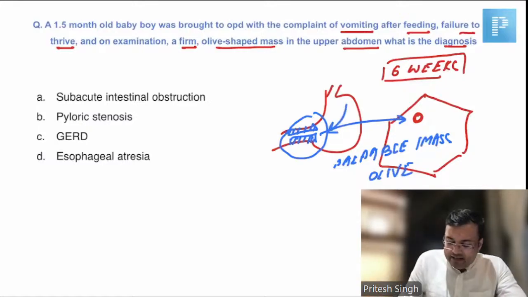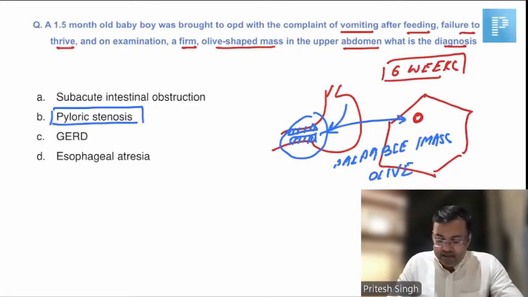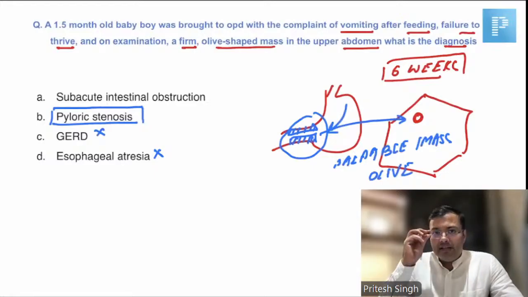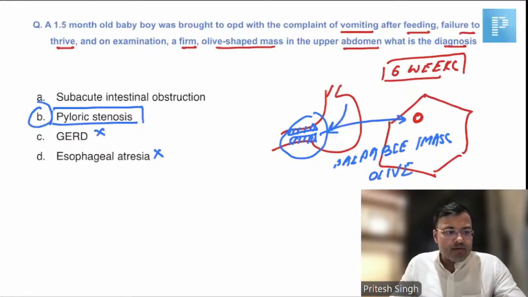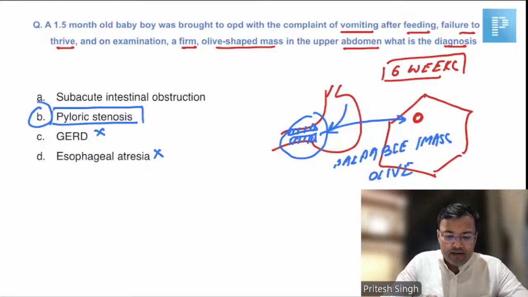So what is the correct answer, guys? Here, it is pyloric stenosis. So correct answer is pyloric stenosis. In GERD, vomiting is not there. Esophageal atresia. Here, there is drooling of saliva. Subacute intestinal obstruction, there is bilious vomiting, but there is no olive-shaped mass. So correct answer is B. Clear? So it is B. So guys, correct answer is B. Okay. Now see the next question. Correct answer is B. Okay.